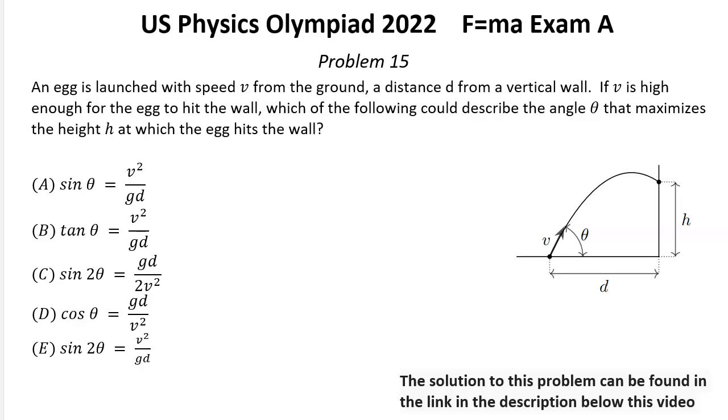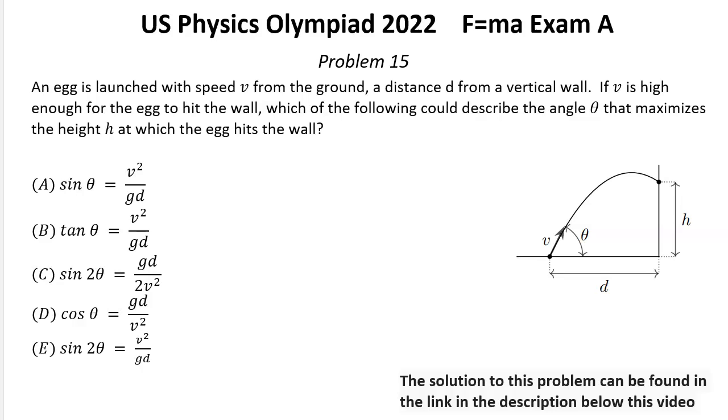This problem is meant to be solved with limiting cases. When v goes to infinity, theta goes to 90 degrees. This rules out choices A and E. When v squared equals gd, it is just barely possible to hit the wall at all, and the projectile must be launched at angle theta equal to 45 degrees to do this. This rules out choices C and D, leaving choice B.